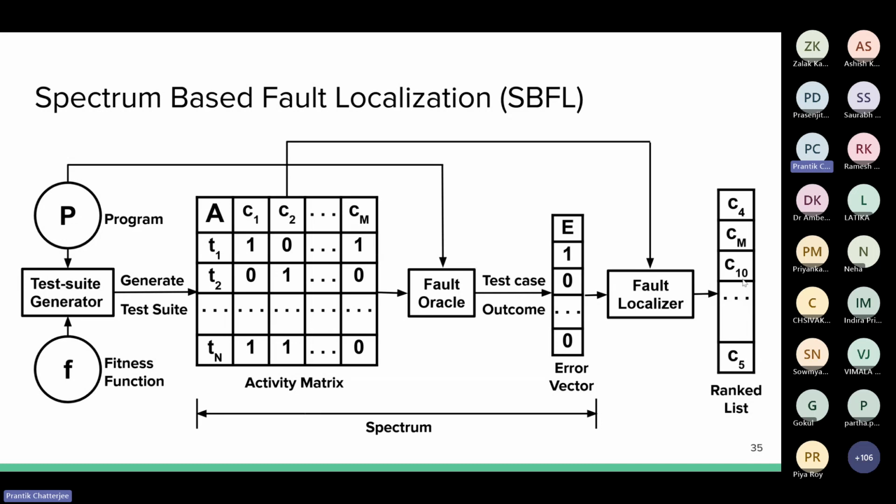The expectation is that rather than examining the program sequentially or in any other order, if the developer examines the program components in the order given by this rank list, then he will be able to find the bug faster. That is our expectation. Now we will see whether our expectation matches or not.